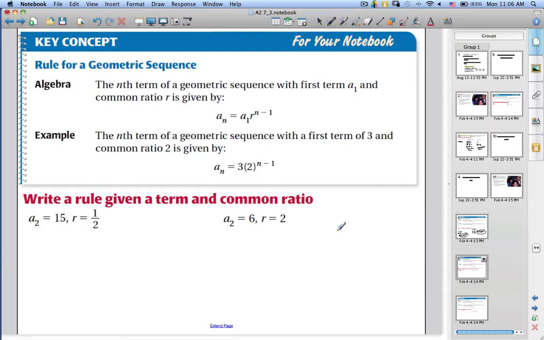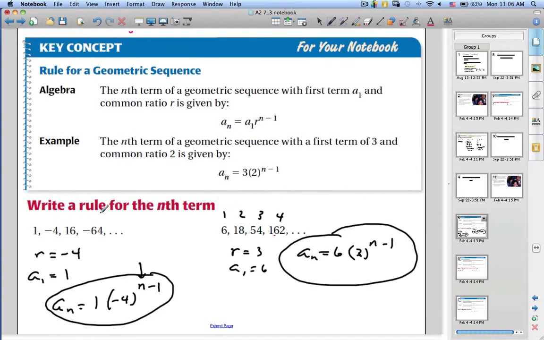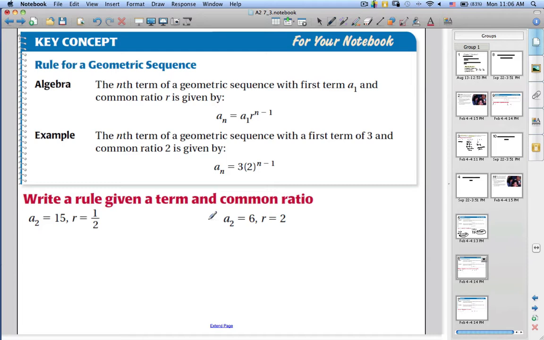Okay, now, as before, we learned this in arithmetic sequences. Giving me the sequence is one way to do it. When they give me the sequence, I find the common ratio, I find the first term, and then I go ahead and I write the rule. So remember, I still want to find the common ratio. Here's my common ratio. And then they didn't give me the first term, they gave me a different term.